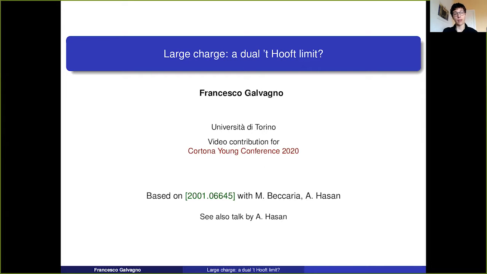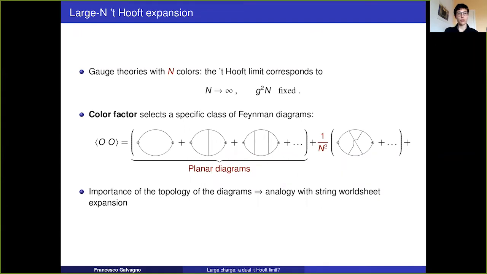And today I would like to discuss large charge as a possible dual 't Hooft limit, which is based on this paper done in collaboration with Matteo Beccaria and Azeem Hasan from the Lecce University. And I would like to invite the people to see also the talk by Azeem Hasan. So we can start with an introduction.